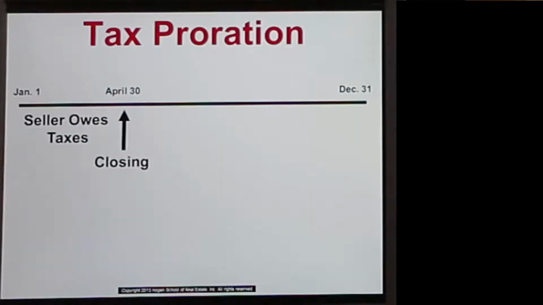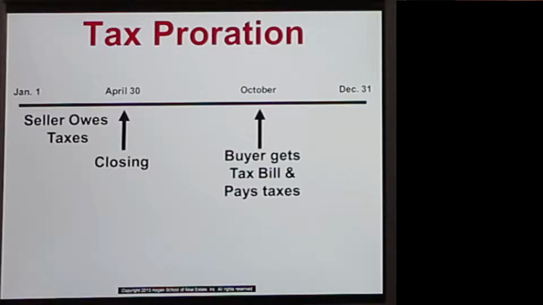So let's say we have a transaction which is going to close on April 30th, but the seller owes taxes from January 1 through April 30th. And since the tax bill is not going to become due until October of that year, the buyer is going to get that tax bill. So it would be unfair to charge the buyer or have the buyer pay for the full year's worth of taxes when the seller owned the property for the first 4 months. So what we do is we do a proration.